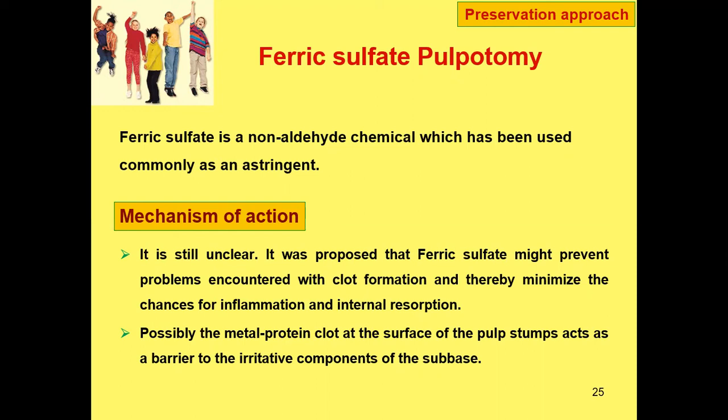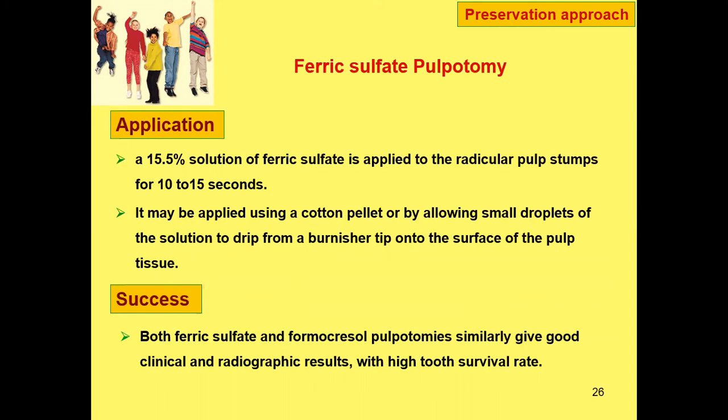Possibly the metal ions, or the ferric ions, will react with the protein or hemoglobin present in the blood. So it will form a metal protein clot at the surface of the pulp stump and act as a barrier to the irritative components of the subbase. So that is the mechanism of action of ferric sulfate.